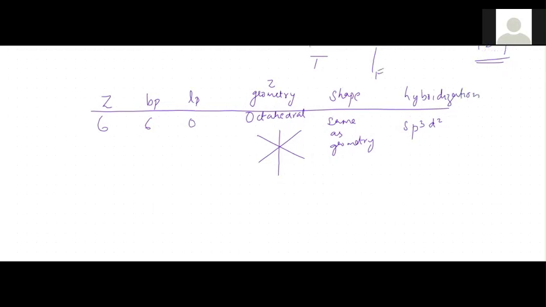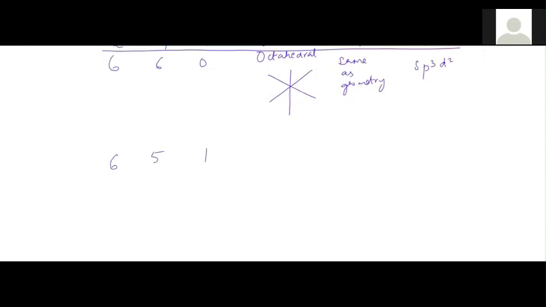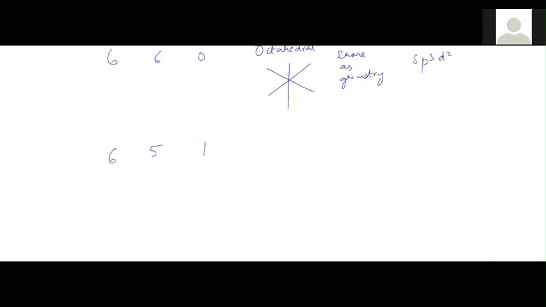Moving on further, out of 6, if there are 5 bond pairs and 1 lone pair. Now, because it is symmetrical, the lone pair can be placed anywhere, so I'm just placing it here. The rest of the bonds I'm drawing. The geometry is the same, octahedral, and the hybridization is the same, sp3d2.